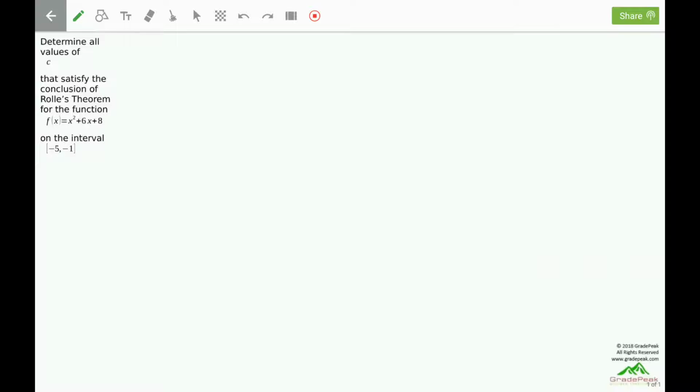Determine all values of c that satisfy the conclusion of Rolle's theorem for the function f of x equals x squared plus 6x plus 8 on the interval -5 included to -1 included. The first thing to do is to determine whether the three conditions are met for Rolle's theorem to be applied.